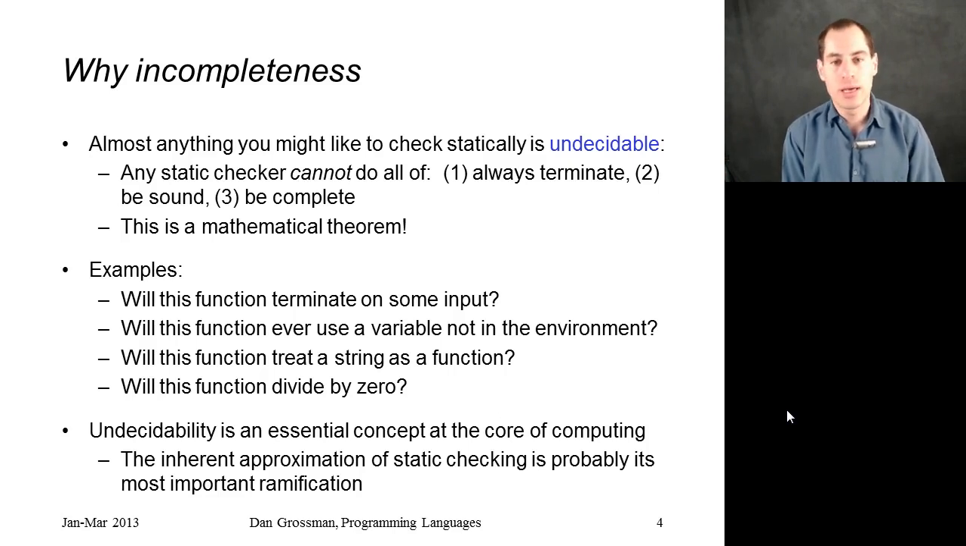So undecidability is at the heart of computer science. It's something I encourage everyone to learn about in a course on the theory of computation. We're not going to learn why this is true in this course. But I would argue, in my biased opinion as a programming languages person, that the inherent approximation of static checking, the fact that all of our static checkers will either have false positives or false negatives, and so we choose to let them have false positives given the choice, is the most important ramification for software development of this theorem. That this is the thing that affects all of our software development every day, and this mathematical theorem is never going to change.